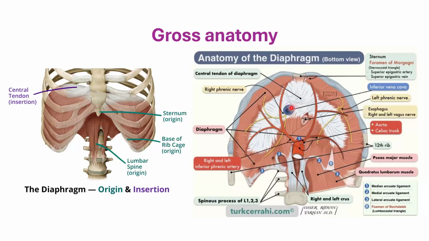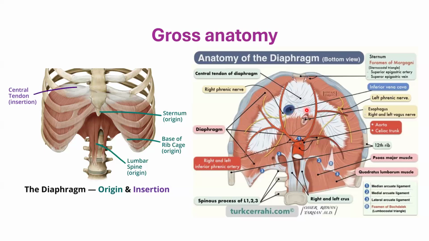So T8 caval opening, T10 esophageal opening, and then at T12 we'll have the aortic opening. This aortic opening allows the descending aorta, which goes from the thoracic aorta to the abdominal aorta at the level of T12. The other structures you'll find there are the thoracic duct and the azygos vein. So at the caval opening, we'll have the vena cava itself and the branches of the right phrenic nerve.